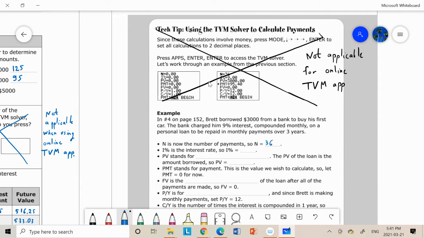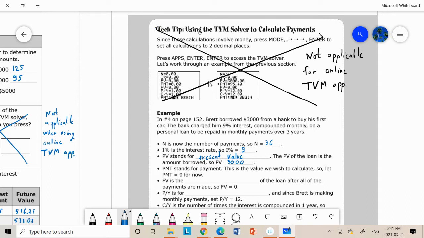What is the interest rate? We are told it's 9%. PV stands for present value. The PV of a loan is the amount borrowed. So PV in this case equals $3,000.